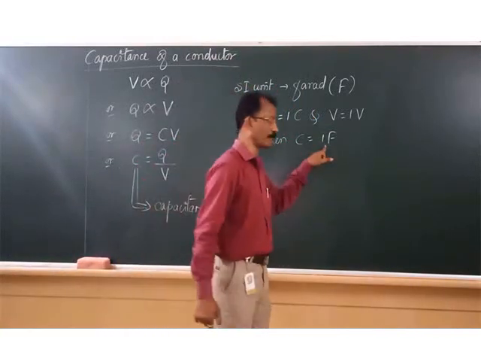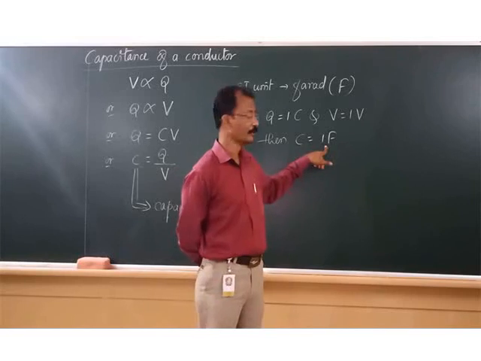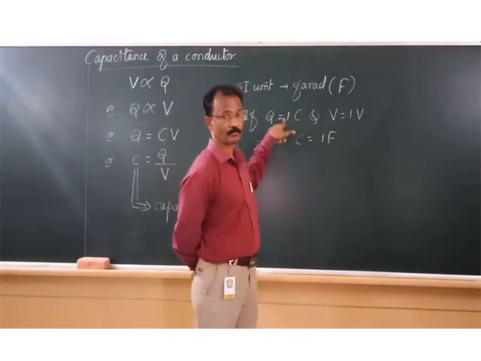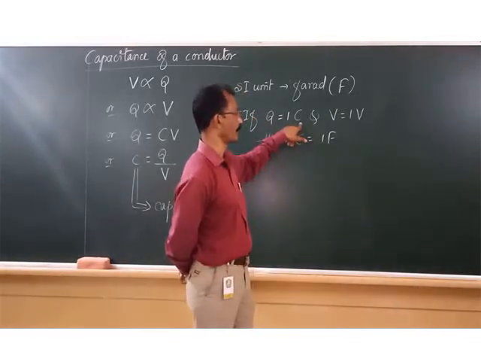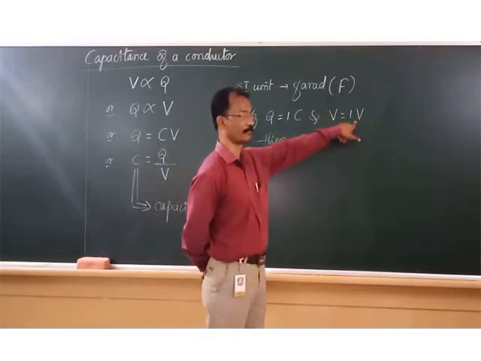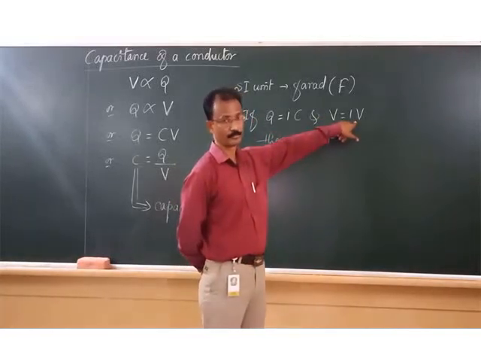The capacitance of a conductor is said to be 1 farad if 1 coulomb of charge is required to raise its potential by 1 volt.